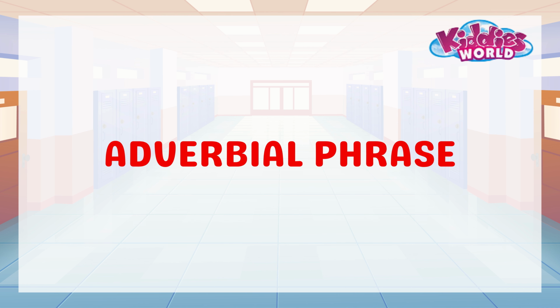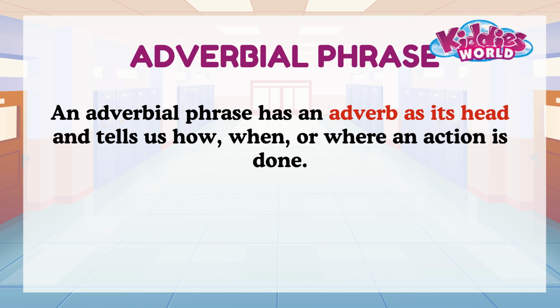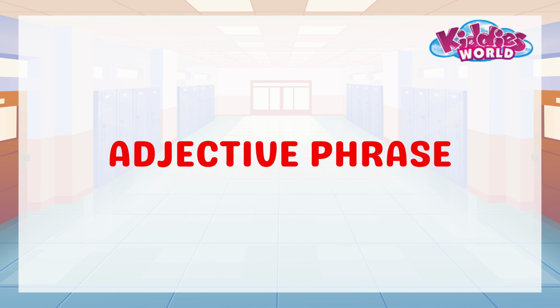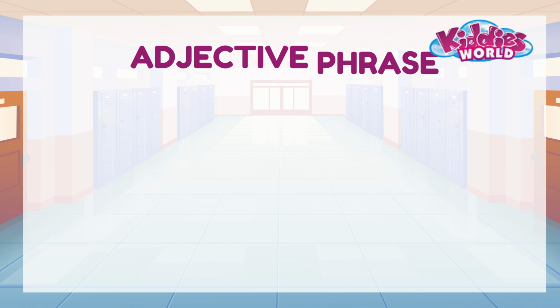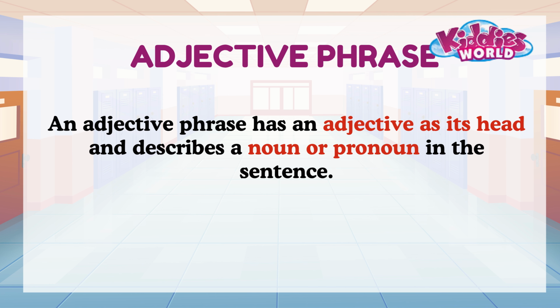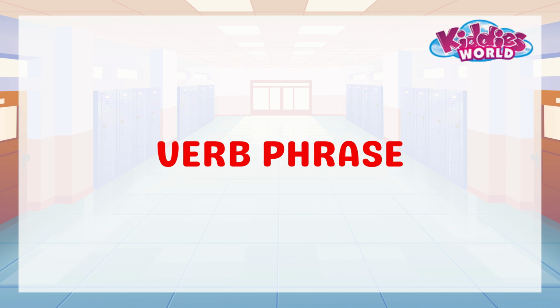Adverbial phrase. An adverbial phrase has an adverb as its head and tells us how, when, or where an action is done. Example: work harder. Adjective phrase. An adjective phrase has an adjective as its head and describes a noun or pronoun in the sentence. Example: so expensive. Verb phrase.